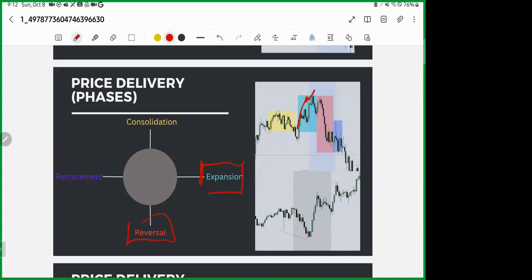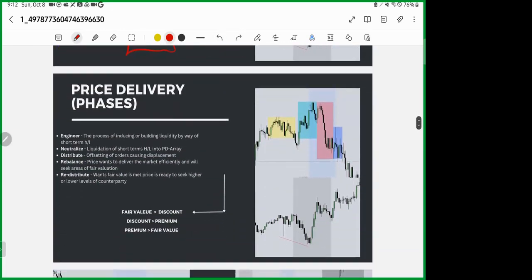Then we go reversal, potential retracements, and then price goes back into a reversal phase. That same fractal plays out right down here as well. Consolidation, expansion, reversal, retracement, back into a reversal again.